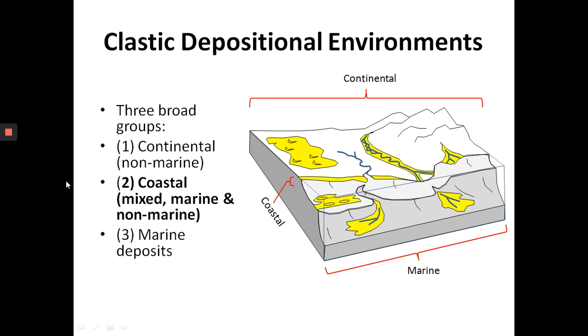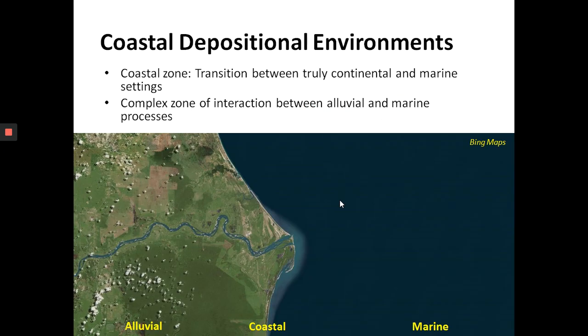So we've learned that clastic depositional environments can be divided into three broad groups: continental, coastal, and marine. Today we're looking at the second type, a mixed marine and non-marine environment, which is the coastal environment. On this block diagram of the source to sink concept, we are in the middle transition between land and sea. So the coastal zone is the transition between truly continental and truly marine settings.